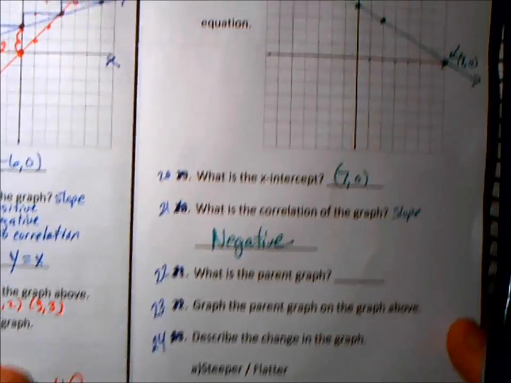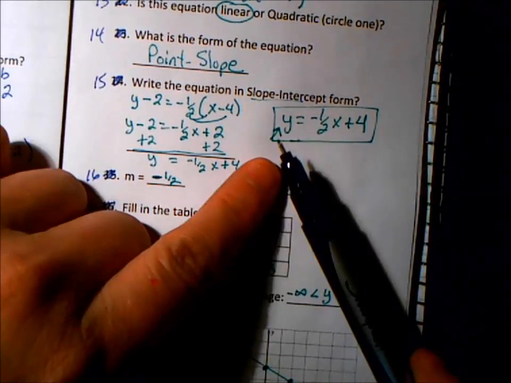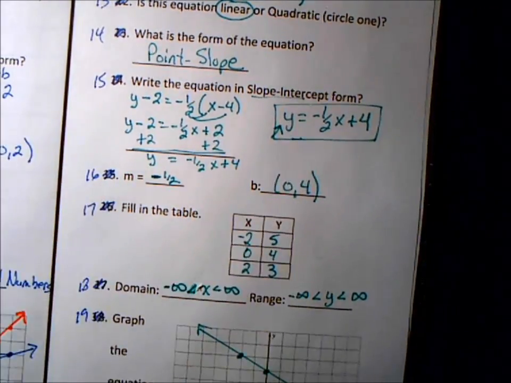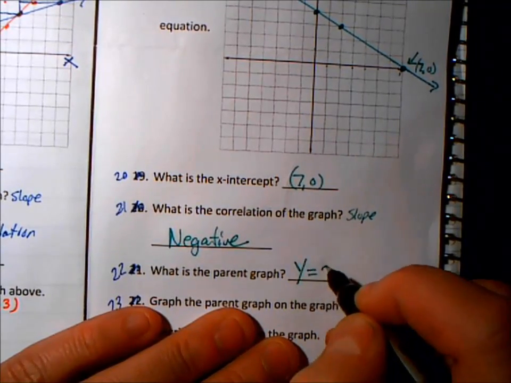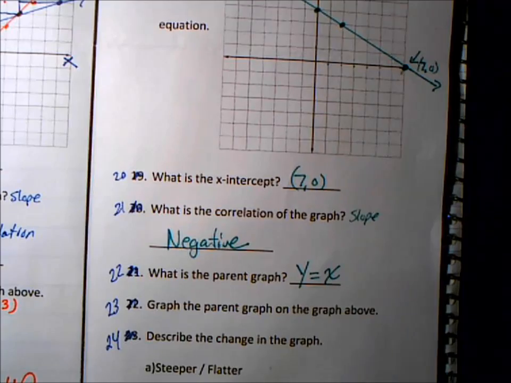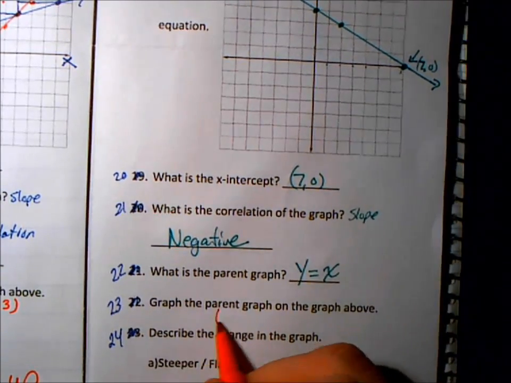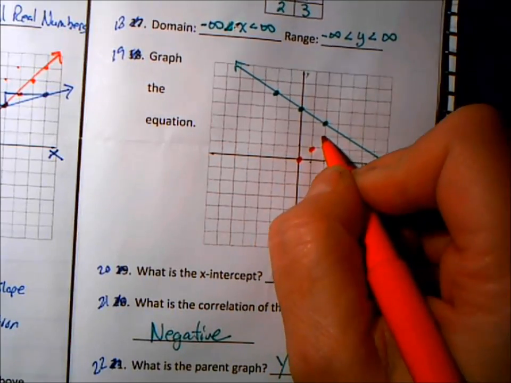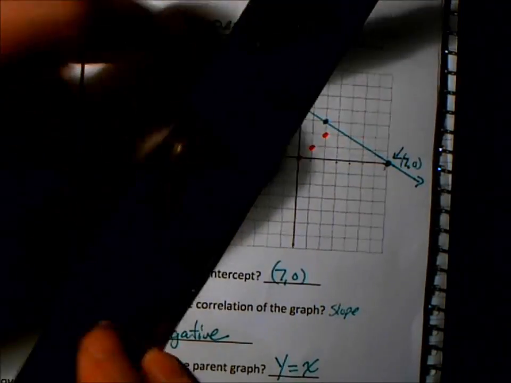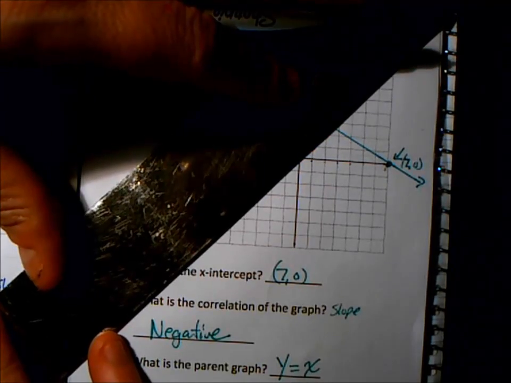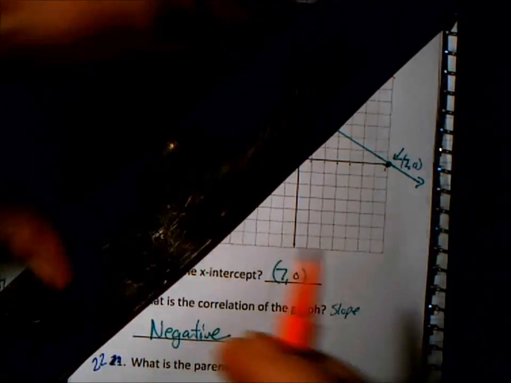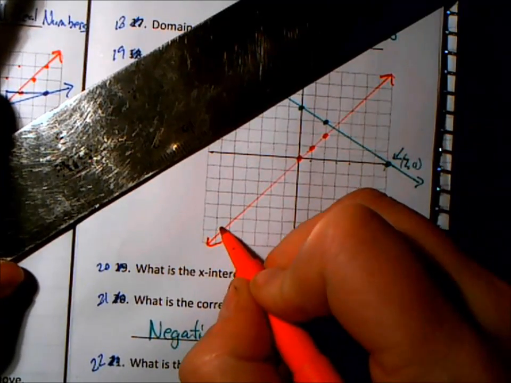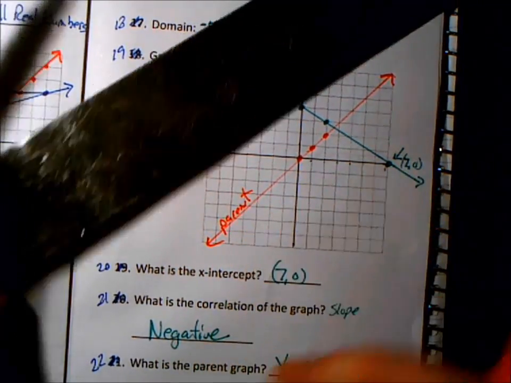The parent graph, notice this is still a straight line. So if I go up here to my equation and pull the numbers away, all I'm left with is y equals x. So my parent graph is still this y equals x. They want me to graph it, so as before, that's 0, 0, 1, 1, 2, 2 that I'm going to actually graph. Okay, so here's my parent graph that I'm looking at.